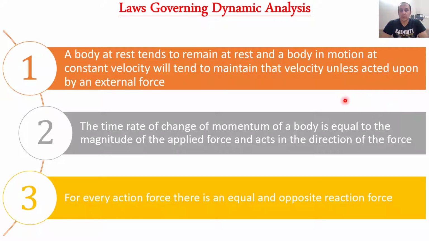So now we will look at the second one, which is the time rate of change of momentum of a body is equal to the magnitude of the applied force and acts in the direction of the force. So which law are we talking about? This is the second law of motion, okay? And the governing equation of this law is F = ma, where F is the force, m is the mass, and a is the acceleration, and that is linear acceleration.